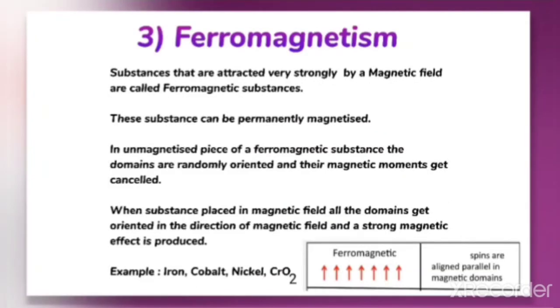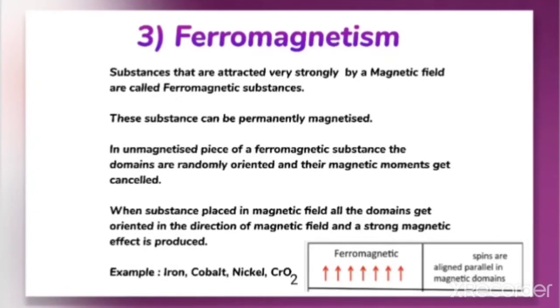The substances that are attracted very strongly by a magnetic field are called ferromagnetic substances. In the solid state, the metal ions of ferromagnetic substances are grouped together into a small region which is called a domain. So what is a domain? The metal ions are grouped together into a small region called a domain. Each domain here acts as a tiny magnet.